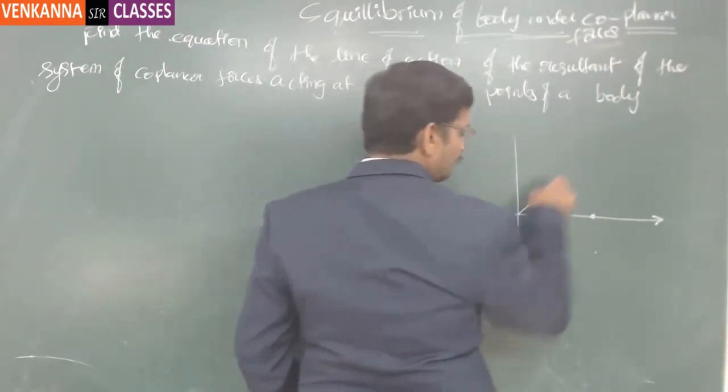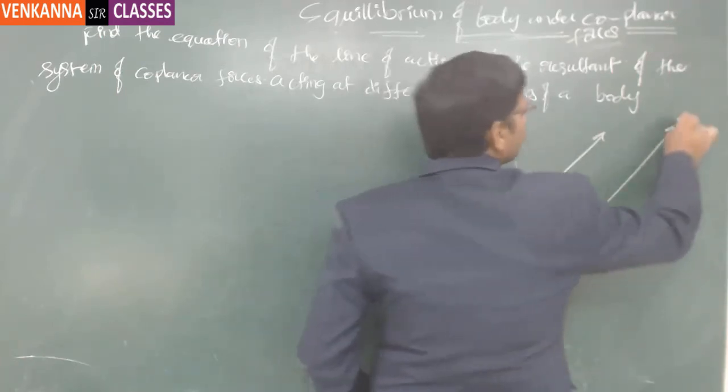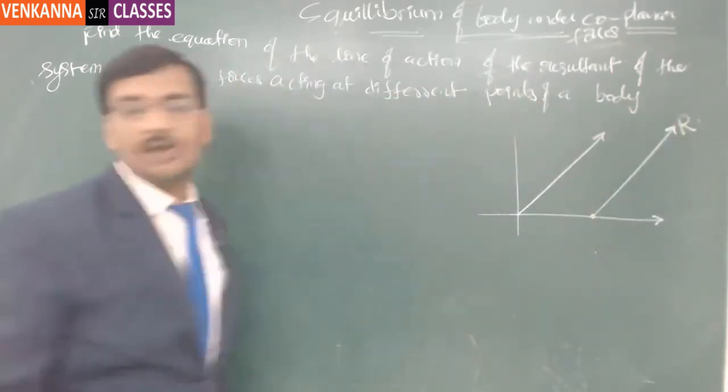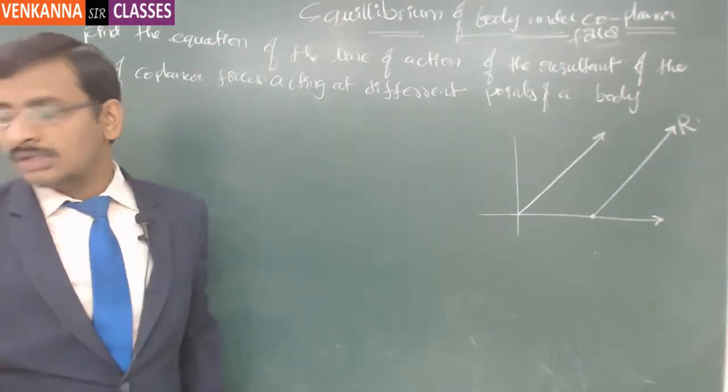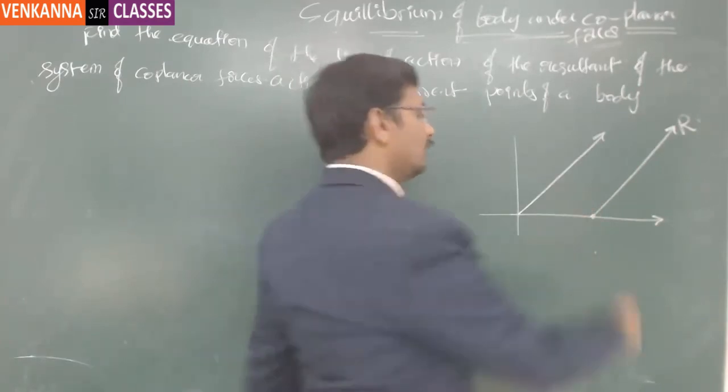Now see this. Let us say this is the resultant force of all the forces together. Let us say this is passing through this particular point. This is nothing but the line of action of the resultant force.